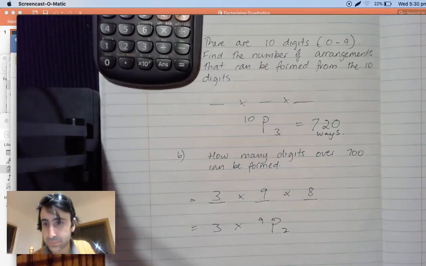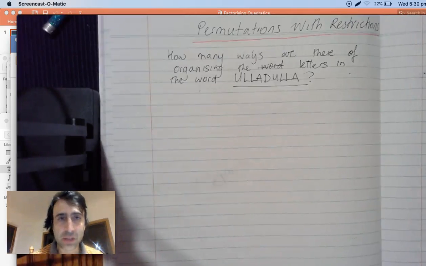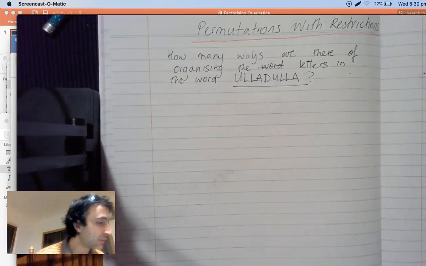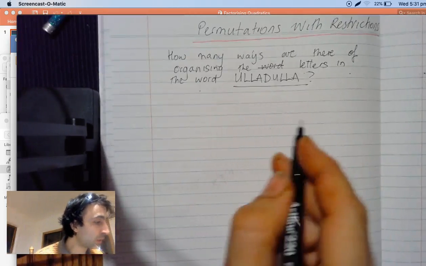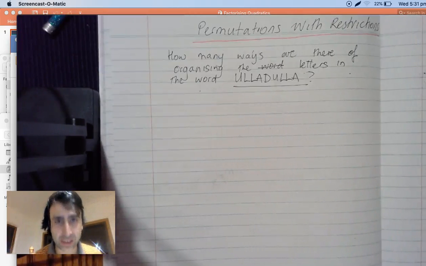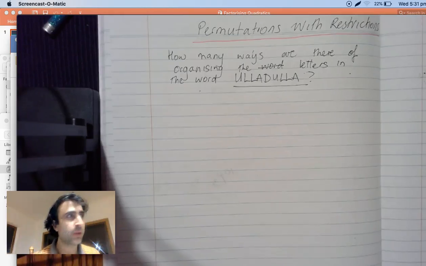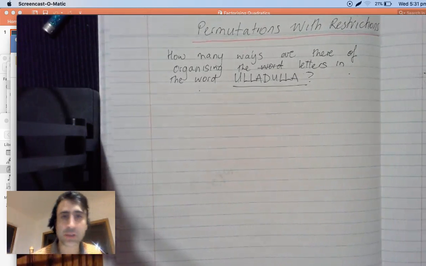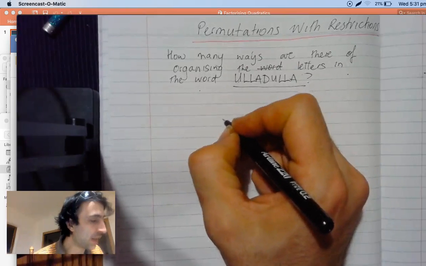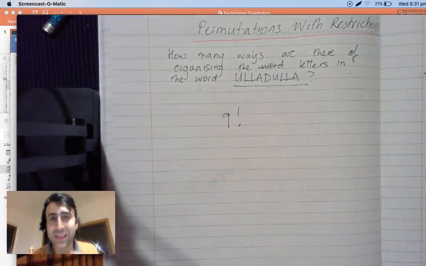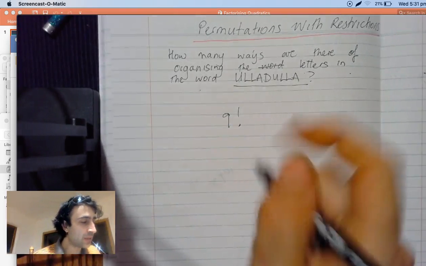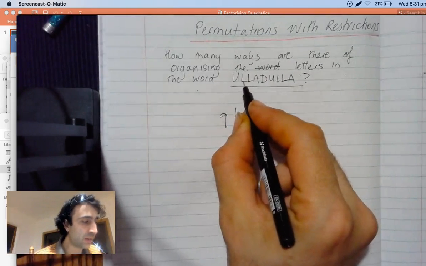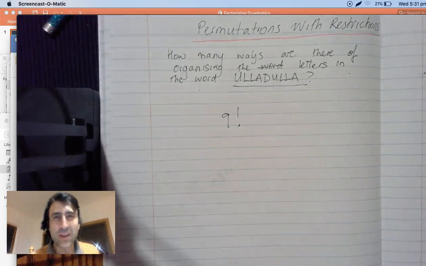Fancy? Now we're getting hectic, because now we're saying, well, how many ways are there of organising the letters in the word Ulladulla? Before, we would have gone, oh yeah, there are 1, 2, 3, 4, 5, 6, 7, 8, 9 letters in Ulladulla. Sweet, right? And so we would have just said there are 9 factorial. In that case, we're partially right. But what we haven't taken into account is what's the difference between this L and that L? In other words, we're looking at repeats.